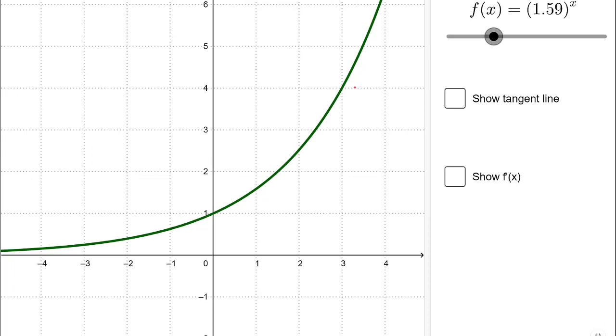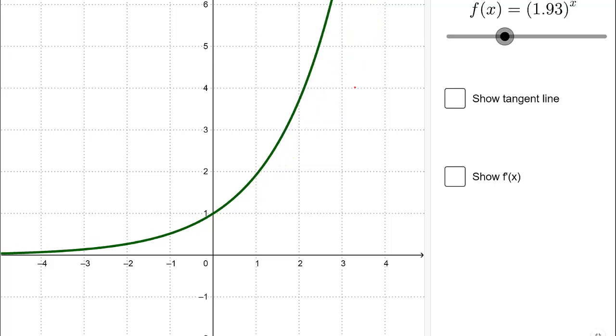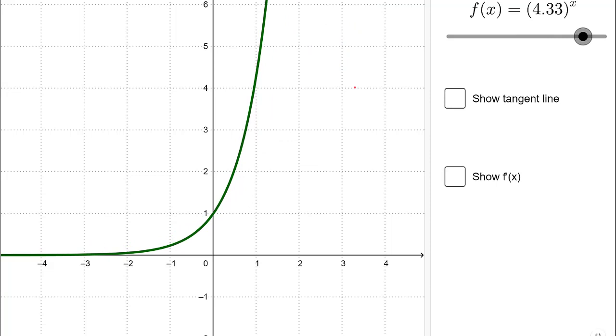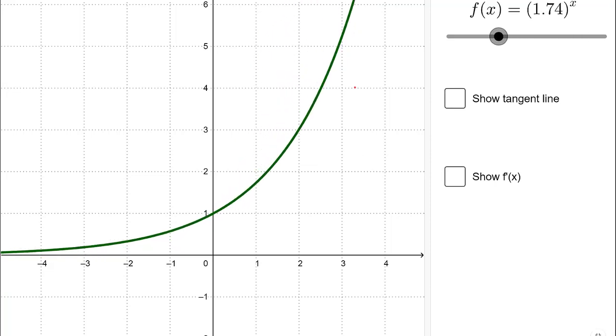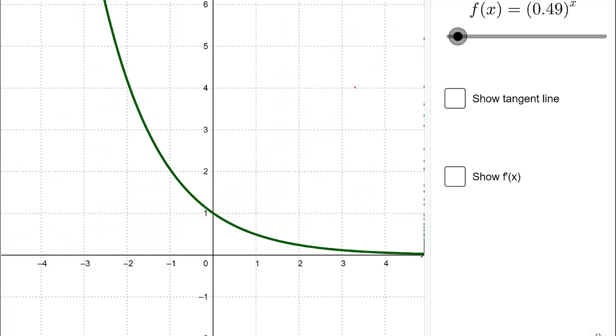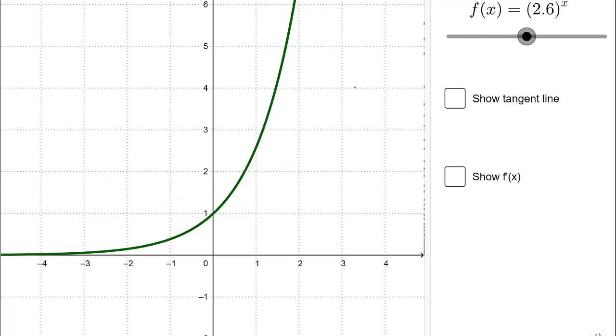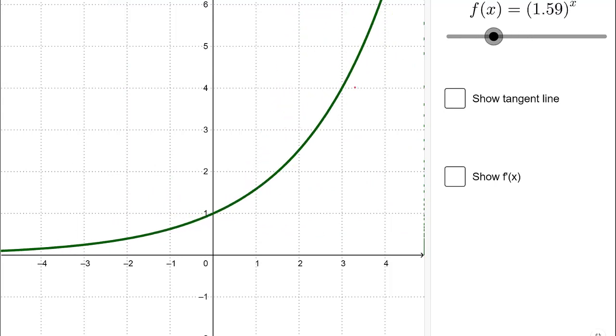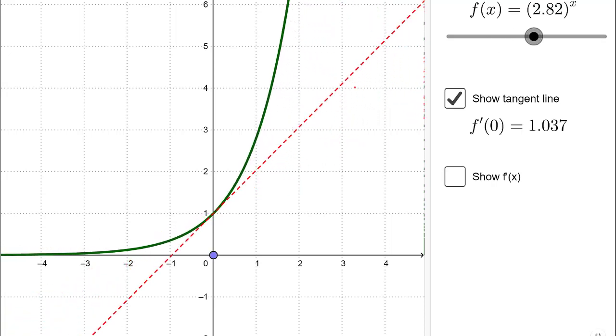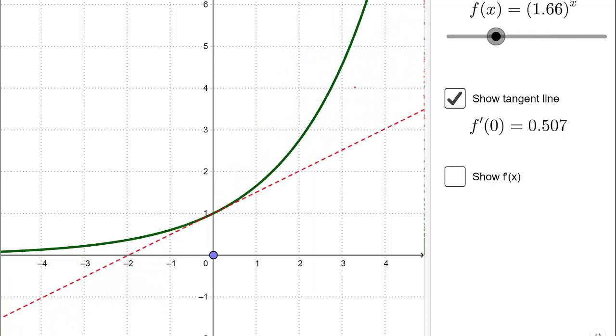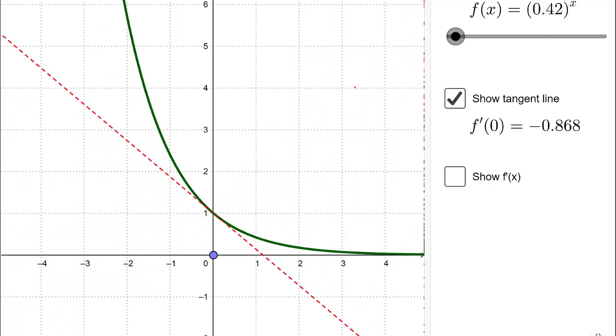Okay, so this is a generic exponential function. On the top right, you can see f of x equals 1.59 raised to the x. And I can change the base. I can make a larger base or a smaller base, even a base that's between 0 and 1. And so this is a family of exponential functions. And I can show the tangent line at 0, the tangent at x equals 0. And again, I can change the base, make the base larger, smaller, and we see how that tangent line changes.